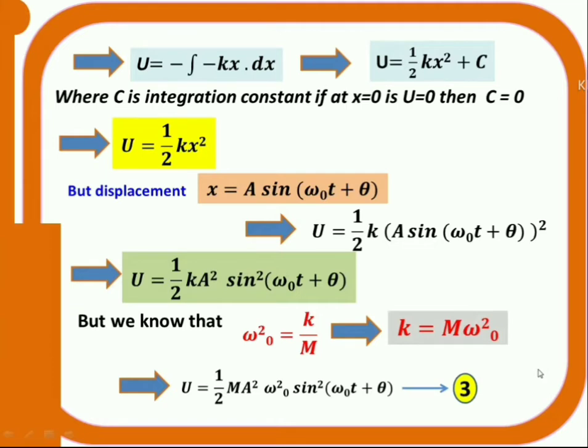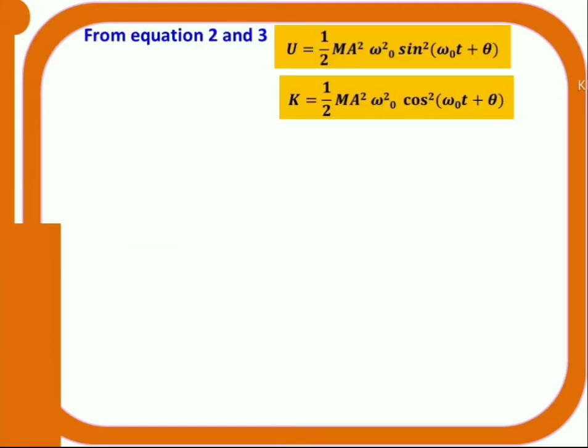Okay, now you have the kinetic energy and potential energy. Just simply find out the total energy. The potential energy is half m a square omega naught square sin square(omega naught t plus theta). And what is kinetic energy? Kinetic energy is half m a square omega naught square cos square(omega naught t plus theta).